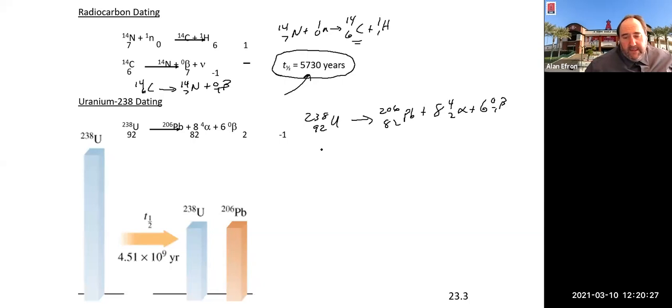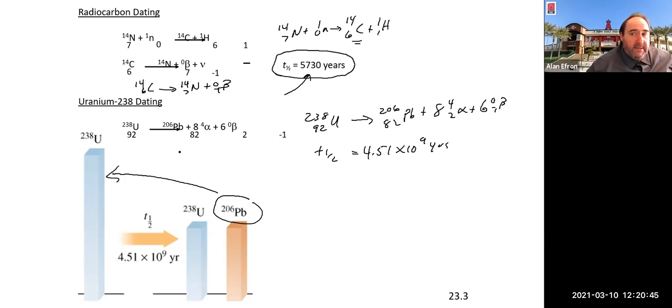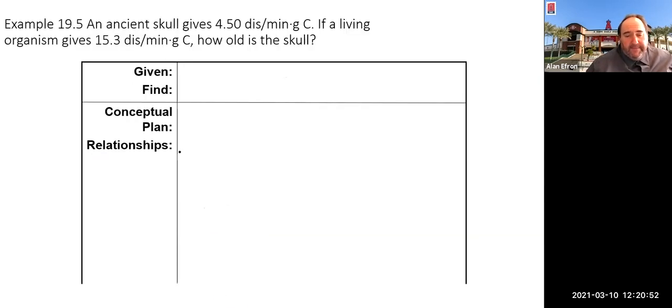And obviously the half-life there for our uranium would be 4.51 times 10 to the 9 years, which is a long, long time. And really, we could figure out how much is left over. All of this lead would have come from the uranium, and using some calculations, we could figure out how much is left over. So let's take a look at one and see how we incorporate this into our kinetics equations.